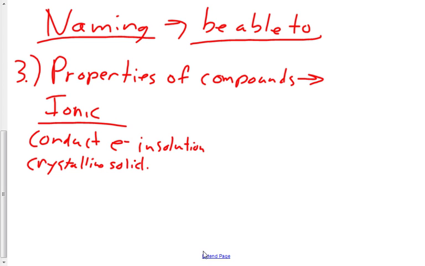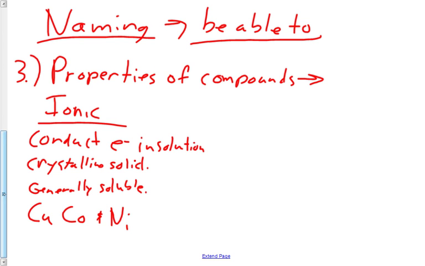What else? Are they generally pretty soluble? Yes. Anything else? Maybe 3 in particular? Nickel, cobalt, and copper are brightly colored. Remember those ones. Red for cobalt, blue for copper, and green for nickel.